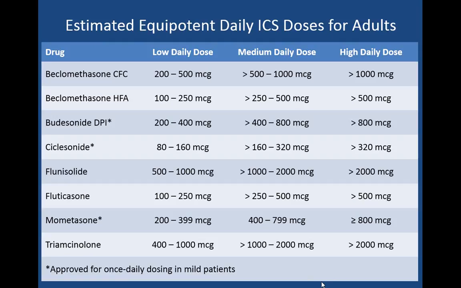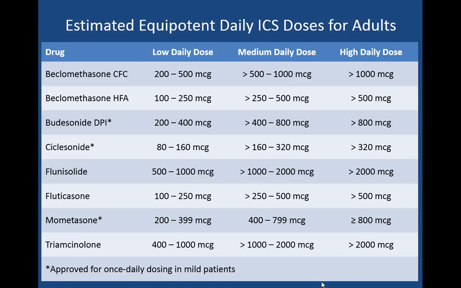When you talk about the equipotent doses for patients, now this is for adults. There are different recommendations for children. I don't really have you focus a lot on children specifically for asthma because really, the only difference in care for those patients depends on the FDA recommendations and what we know about using those drugs in that population. But across the board, asthma is treated very similarly, depending on your age.